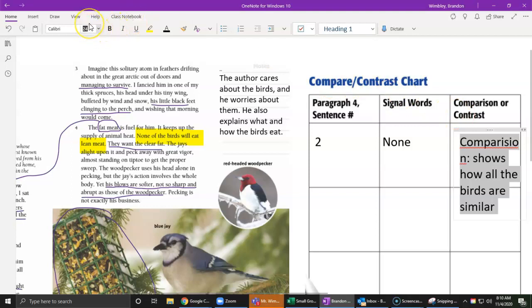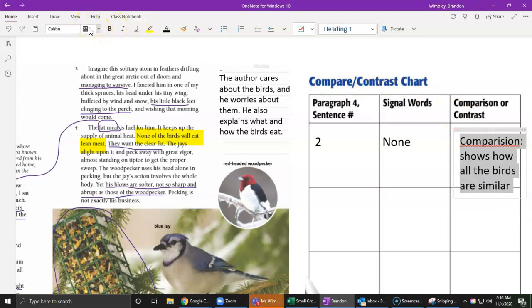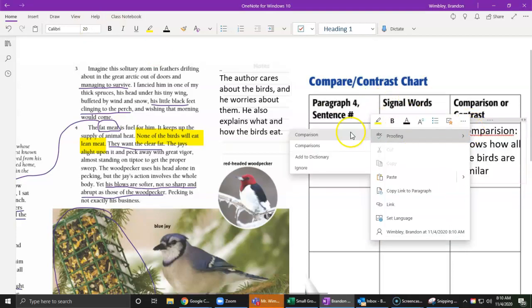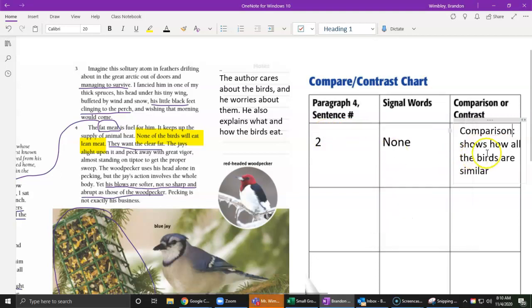So remember, what's nice again about us being on the computer for distance learning is that we have our spell check in here. So remember our spell check, we just right click and look right here. We have it spelled correctly. So make sure you use that tool as you're going along.